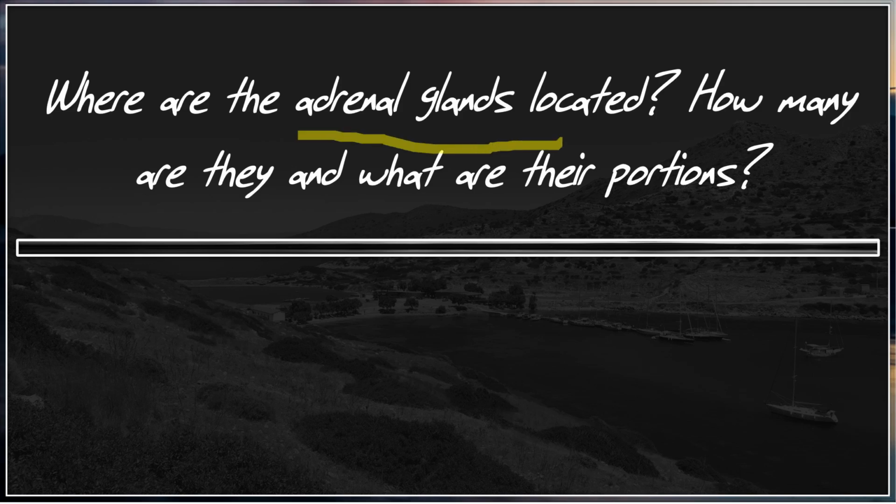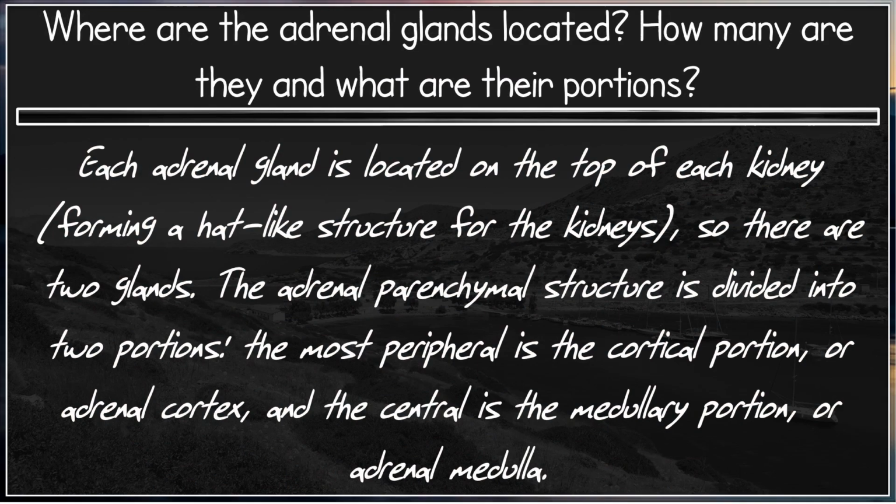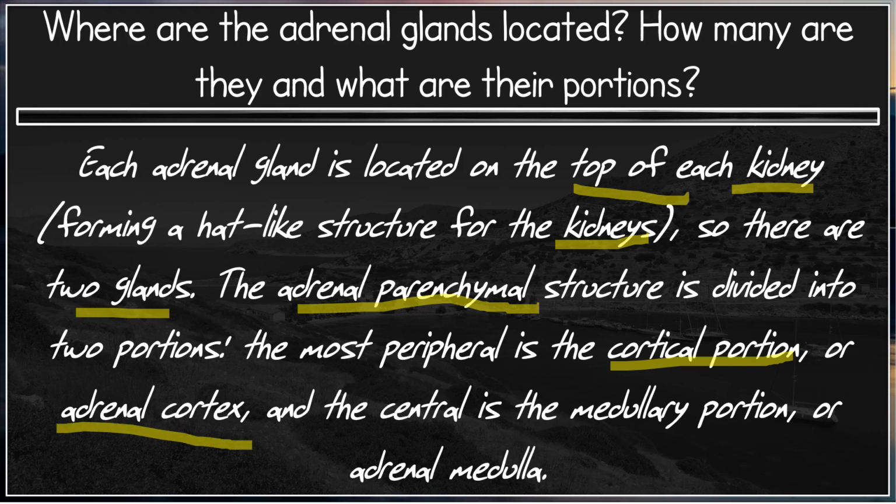Where are the adrenal glands located, how many are there, and what are their portions? Each adrenal gland is located on the top of each kidney, forming a hat-like structure over the kidney. So there are two glands. Adrenal parenchyma tissue is divided into two portions. The most peripheral is the cortical portion, or adrenal cortex, and the central is the medullary portion, or adrenal medulla.